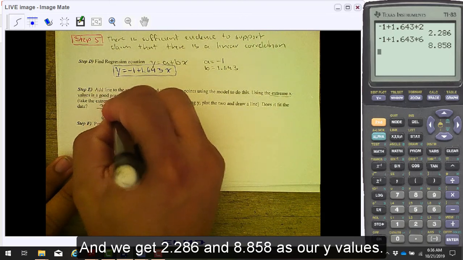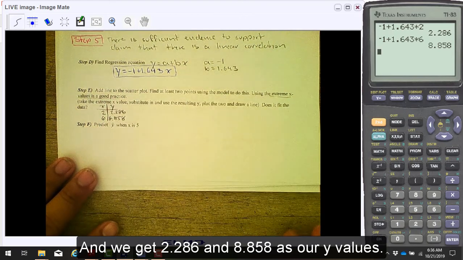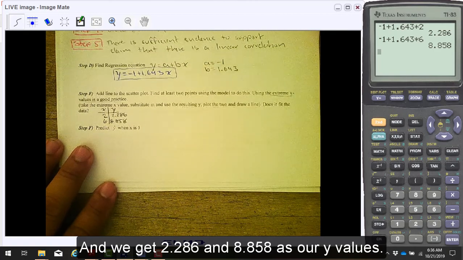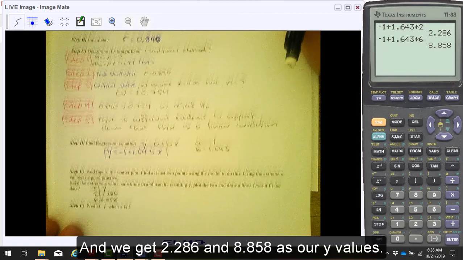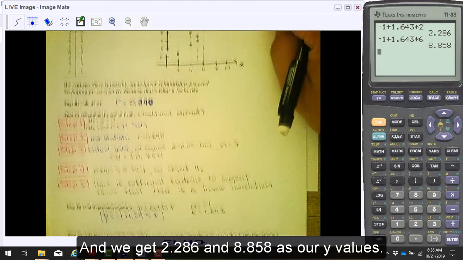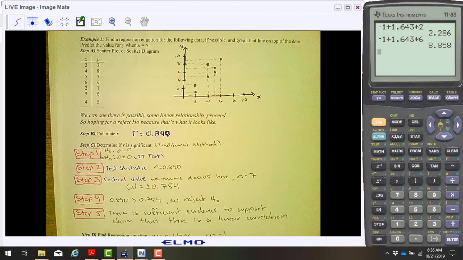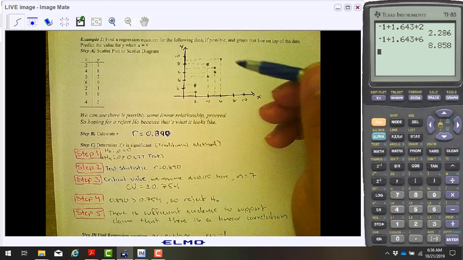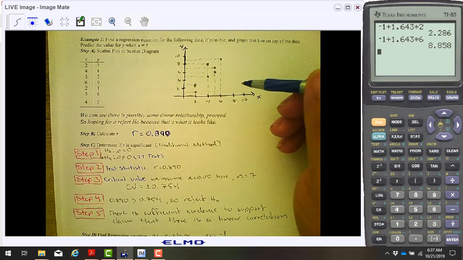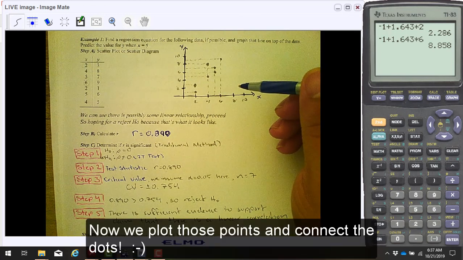And we get 2.286 and 8.58 as our y values. Now we plot those points and connect the dots.